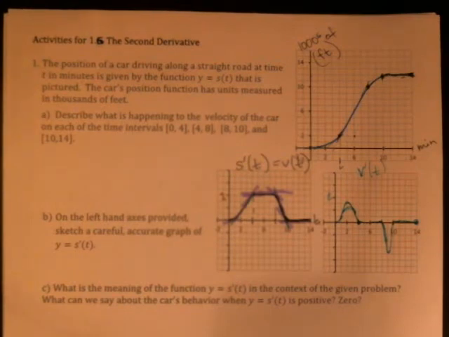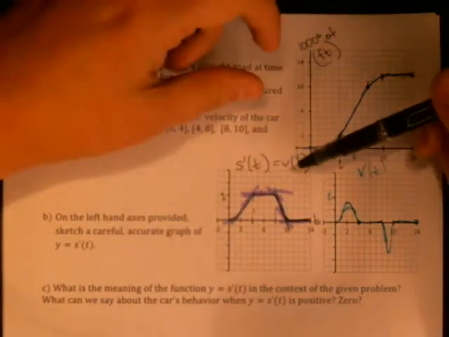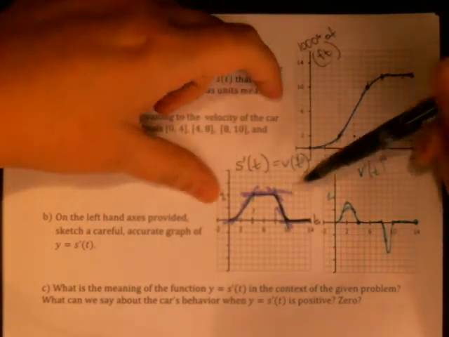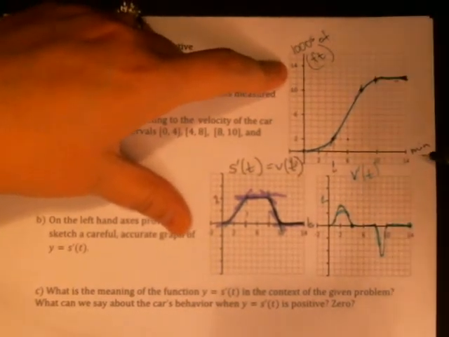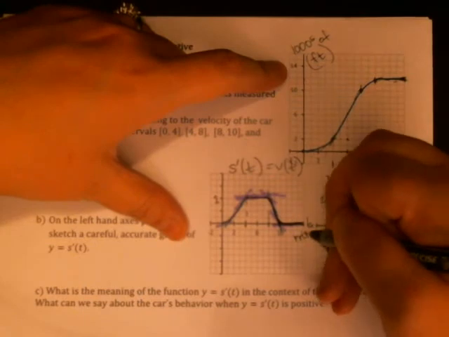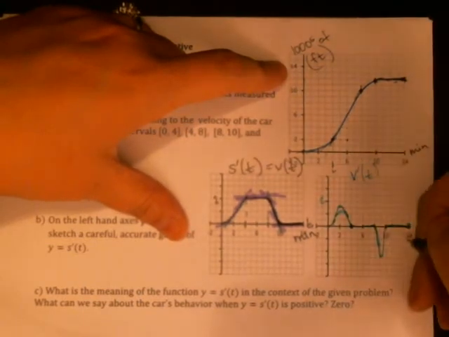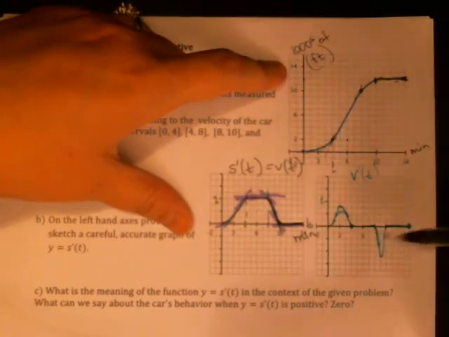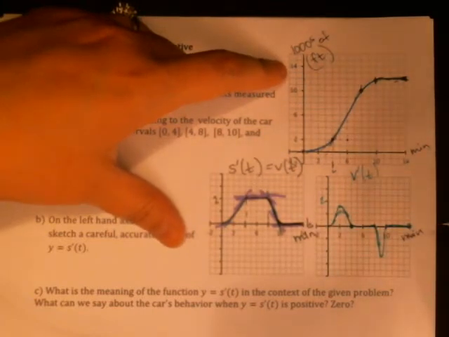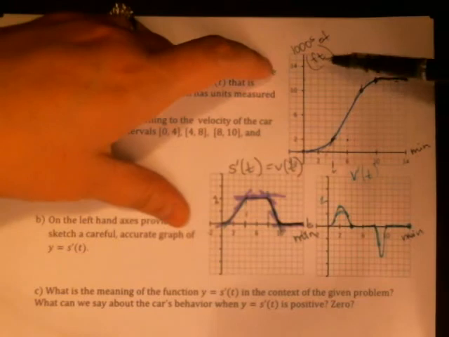Okay, so we're supposed to figure out the meaning of this new function, v prime. So what we have here is that this is a velocity function, and its units, on the original function we had thousands of feet and we had minutes. So here we'll still have minutes, and here as well we'll still have minutes. In none of these have we changed the meaning of the x value, the t value. But we are changing the meaning of the y value.